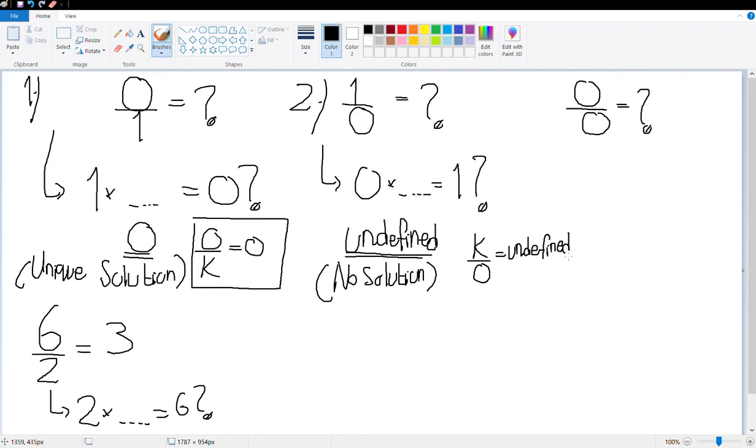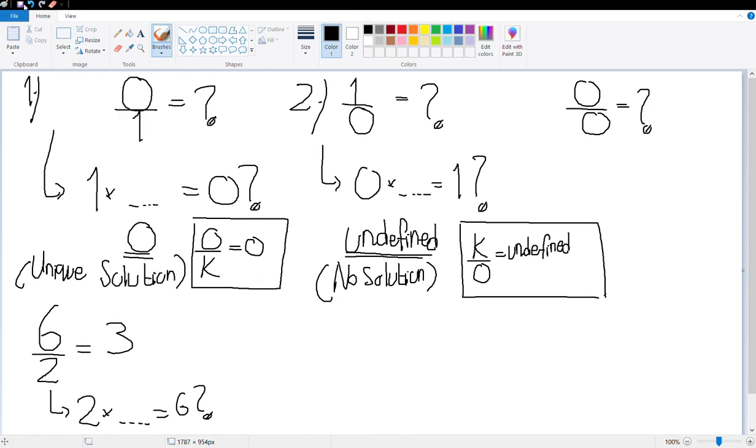If you think about it logically, let's say you have 6 apples and you want to divide them among 0 people, it also does not make sense, right? Because who do you want to divide your apples with? You can't even divide with nothing, basically. So if you divide by 0, it's undefined, no solution, cannot find the answer.